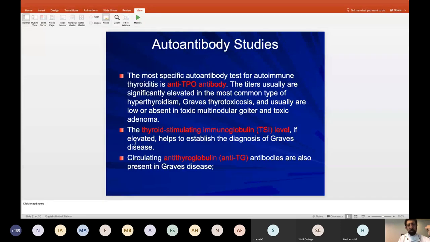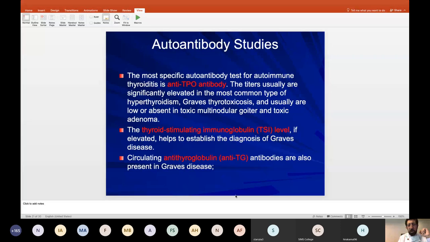And then the next autoantibody which you should be sending your investigation for is the thyroid-stimulating immunoglobulins, known as TSI levels. And if these are elevated, this will also help us in the diagnosis of Graves' disease. And similarly, if you can find the anti-thyroglobulin or anti-TG antibodies, they're also present in Graves' disease. So if you want to diagnose Graves' disease, you will have to order these three autoantibodies: anti-TPO antibody, thyroid-stimulating immunoglobulin levels, and anti-thyroglobulin or anti-TG antibodies. They are required. And if you do that, you have diagnosed an autoimmune thyroiditis or a Graves' disease.